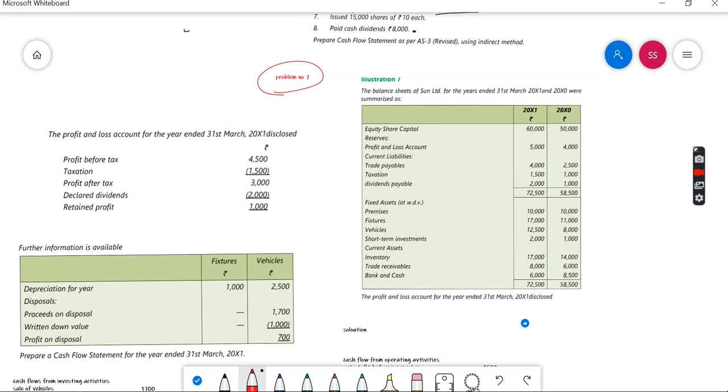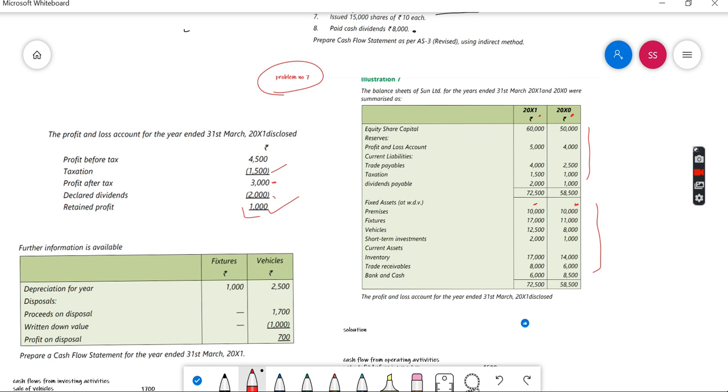These are the closing liabilities, and then opening liabilities, and then opening assets, and then closing assets. So all these are liabilities and all these are assets, and then they gave some information about profit before tax, and then after deducting the tax, this is profit after tax, and then they declared dividends out of it. So retained profit is 1000 rupees.